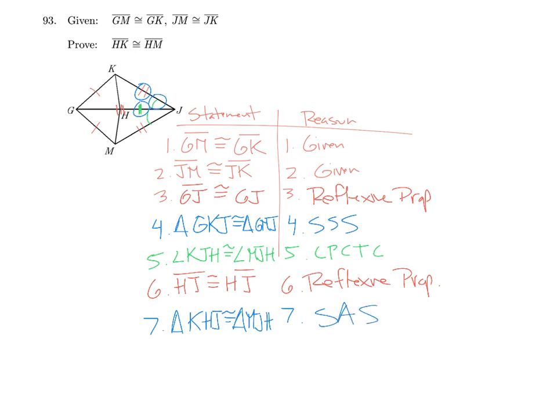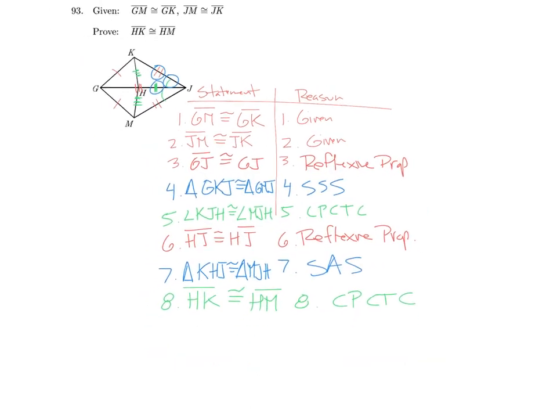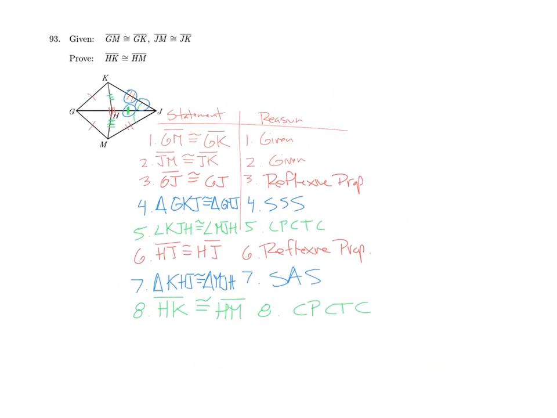Now that I know those triangles are congruent, I can say that these corresponding sides are congruent. So HK is congruent to HM, and that's by CPCTC. If you're able to do that on your own, you've got some geometry proof skills. It's good for you to know how to do all this and understand it. The proofs on the test won't be this complicated, but you definitely need to understand all these reasons.